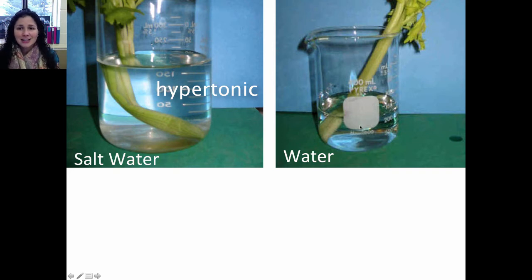On the other hand, this celery stick is very crisp because the water on the outside is hypotonic. Water will therefore move into the cells and make them swell, which makes the vegetable appear very crisp.